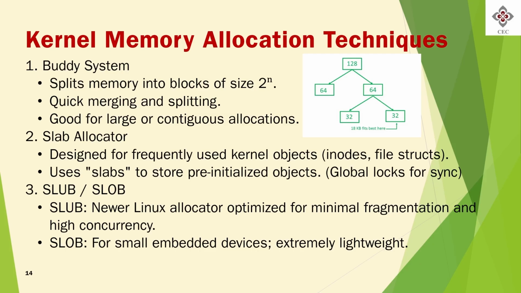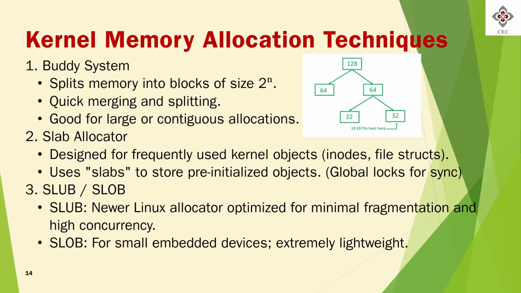We can easily split the memory: 128 can be divided into 64 and 64, and if you want to merge, 64 and 64 can be merged to form 128. So, it is very easy to merge and split, and good for large or contiguous allocations. If you want a higher block allocation, this will still work fine. The second option is the slab allocator, which we will discuss in detail later. It is designed for frequently used kernel objects. We know how frequently we are going to access the objects, so based on the frequency of access, it has a different structure for allocating the objects.